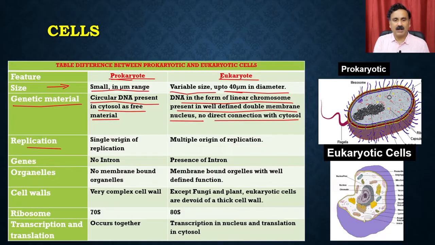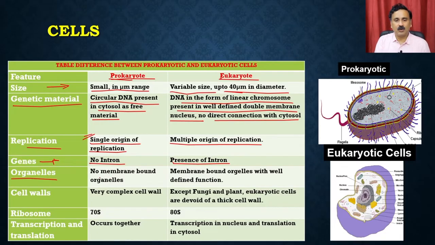Then the replication. Replication means how you are actually going to make another copy of your genome, right? The replication is done from a single origin of replication in the case of prokaryotes, whereas in eukaryotes there are multiple origins of replication. As far as the genes are concerned, the genes are the functional part of the genome, responsible for the production of different types of products or different types of proteins. In prokaryotes there is no intron present, whereas in eukaryotes introns are present. Don't worry about these terminologies, because they will be clear when we discuss replication, transcription, and translation in subsequent modules.